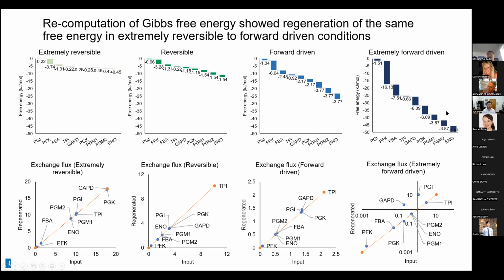However, if the Gibbs free energy of glycolysis is very strongly forward-driven, then there was some deviation between PGI and GAPD reaction. So we were able to say that this tracer is able to answer the Gibbs free energy of glycolysis from reversible to forward-driven conditions.